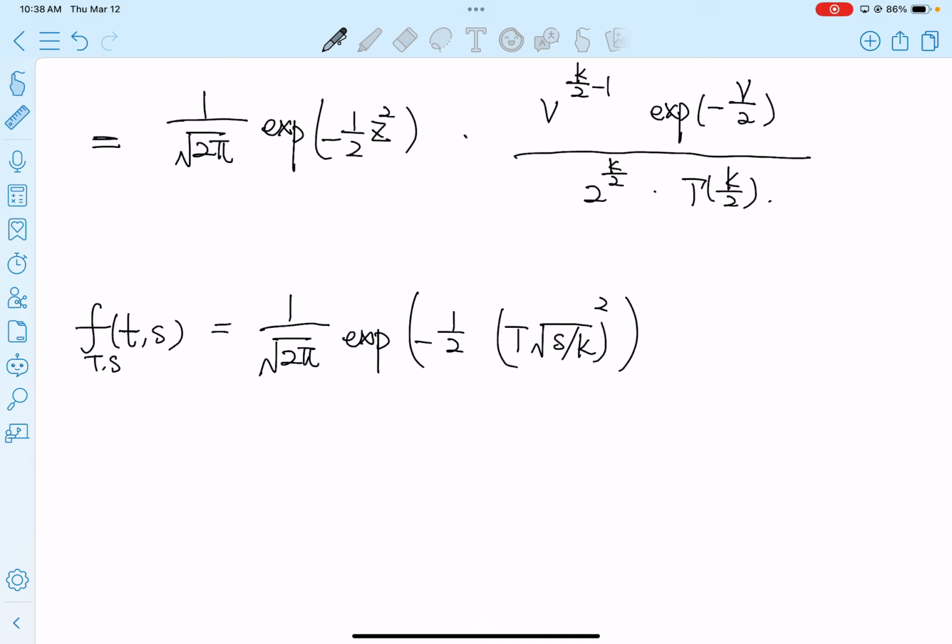Now let's bring the s into the picture by removing v. Earlier we showed that v is equal to s because we defined s equal to v. So whenever we see a v, just replace it by the new random variable. So here is the new random variable raised to the power of k over 2 minus 1, e to the negative of s over 2, divided by 2 to the power of k over 2, gamma of k over 2.